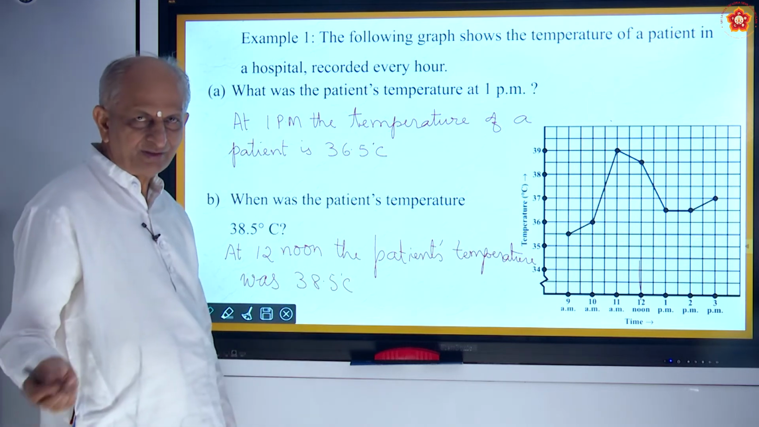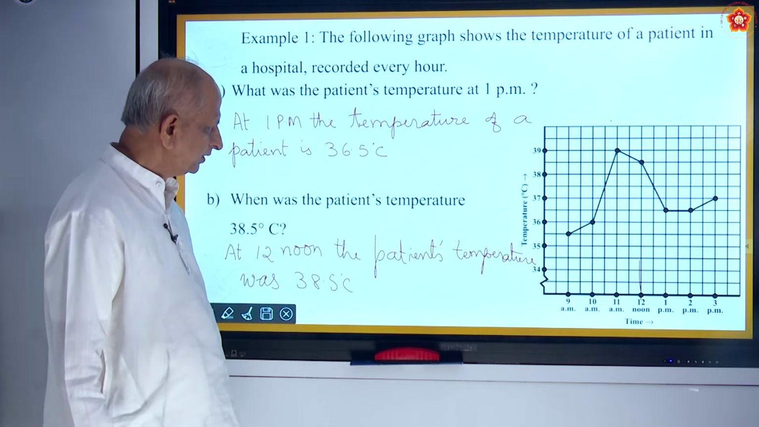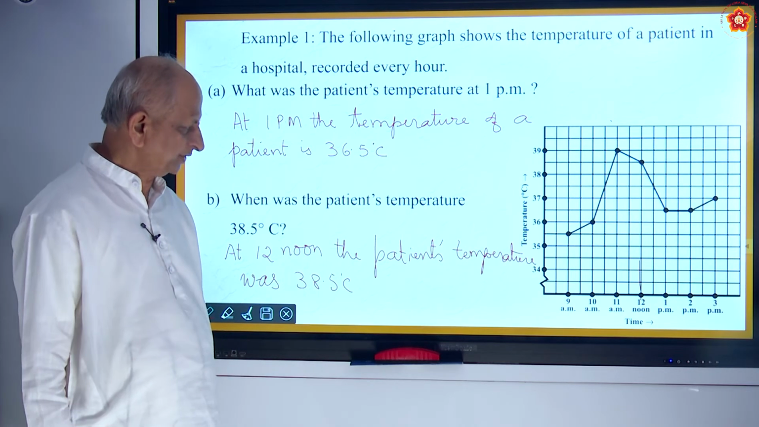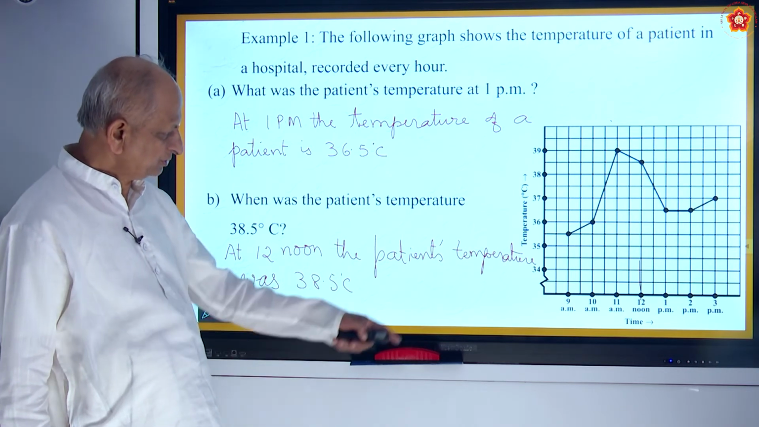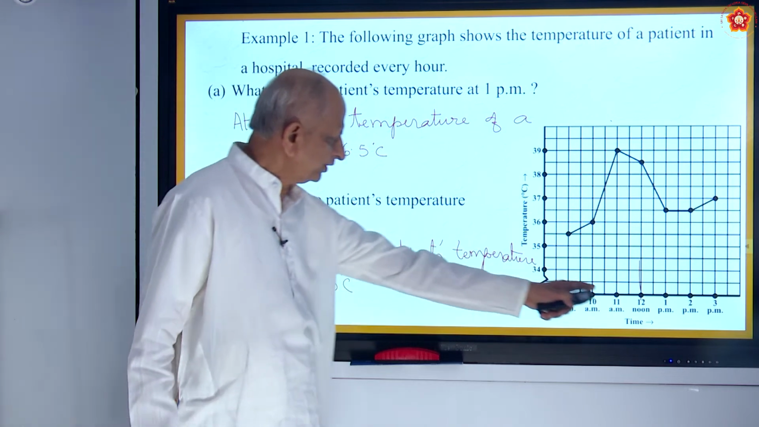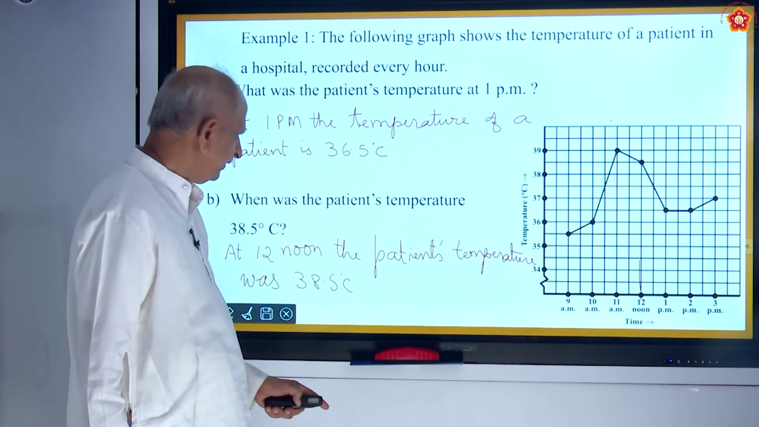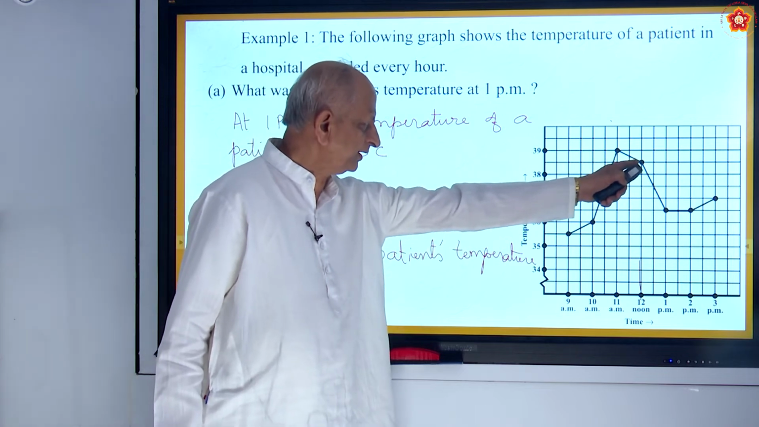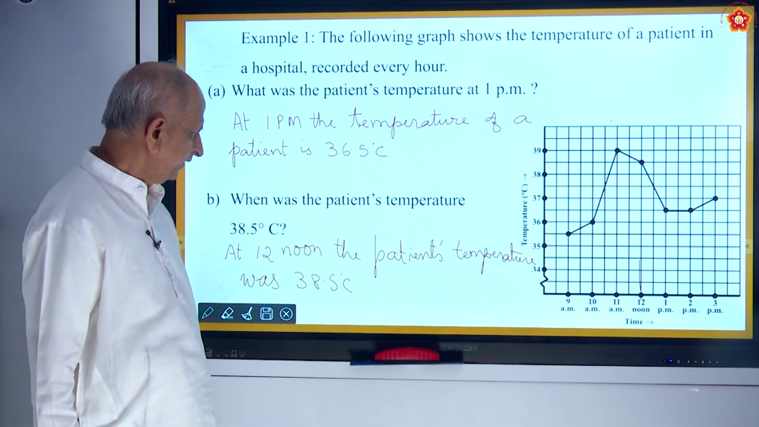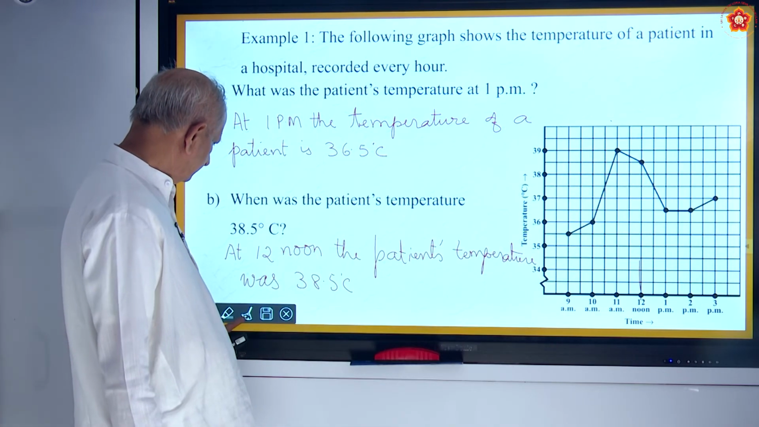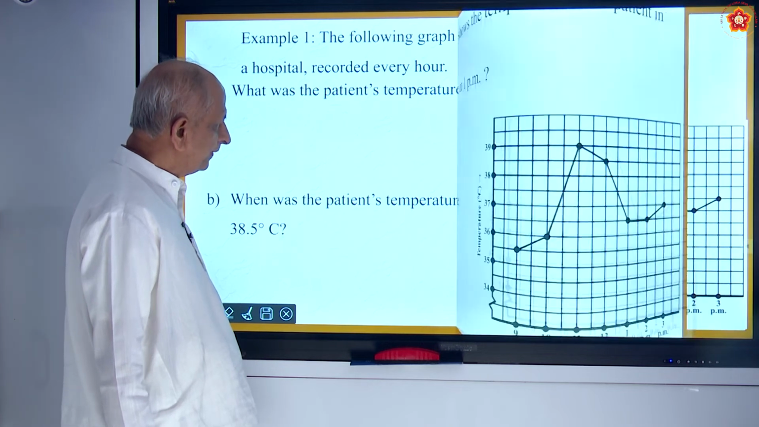Are you noting down? Okay. So let us pass on to the third question. Understood now? 12 noon is here, 38.5. So here 38, and between that you have 38.5. Noted? Okay. Now we'll pass on to the third question.